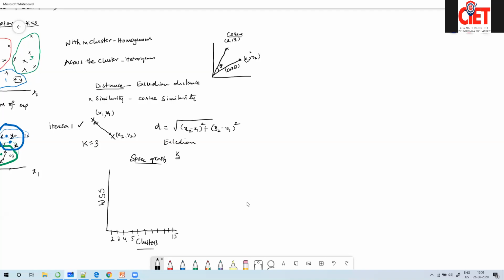It's called within sum of squares. Slightly difficult one to explain. Unless you have a thorough knowledge of statistics, you would not be able to understand this. So I would not go into detail on this, but make a note of it. Once you get a good understanding of your statistics, then you would know how this within sum of squares is computed. So this graph would look something like this.